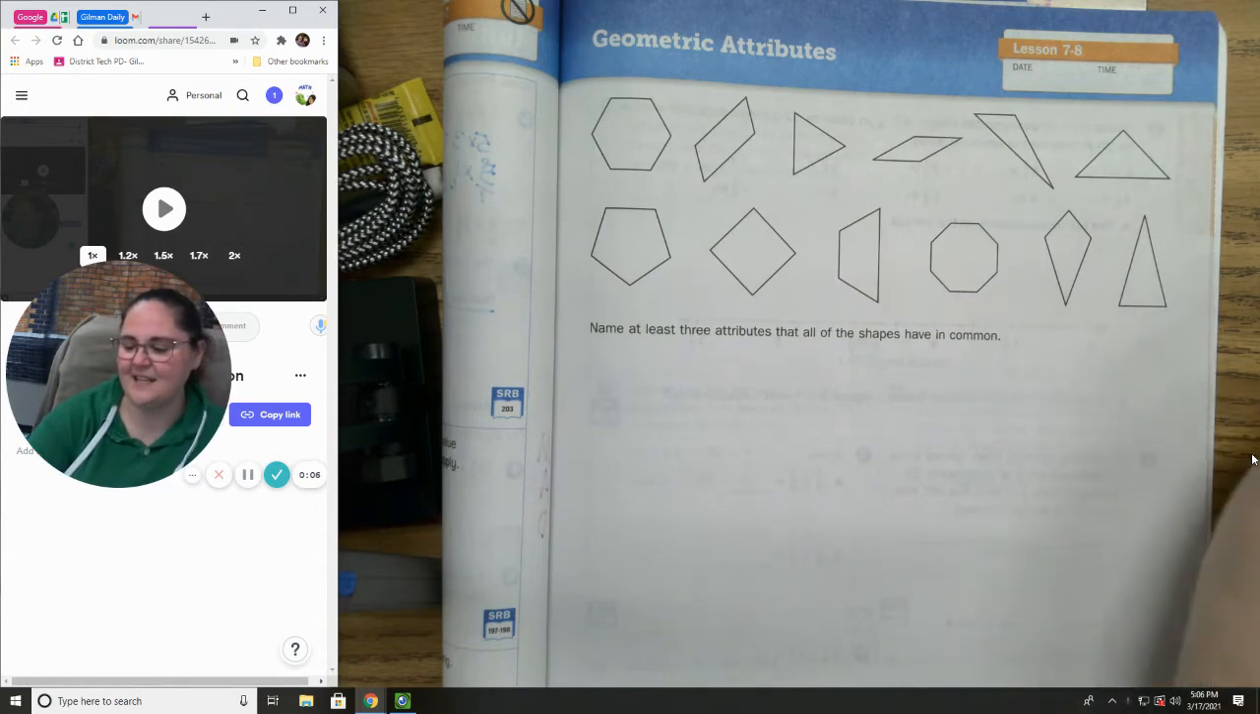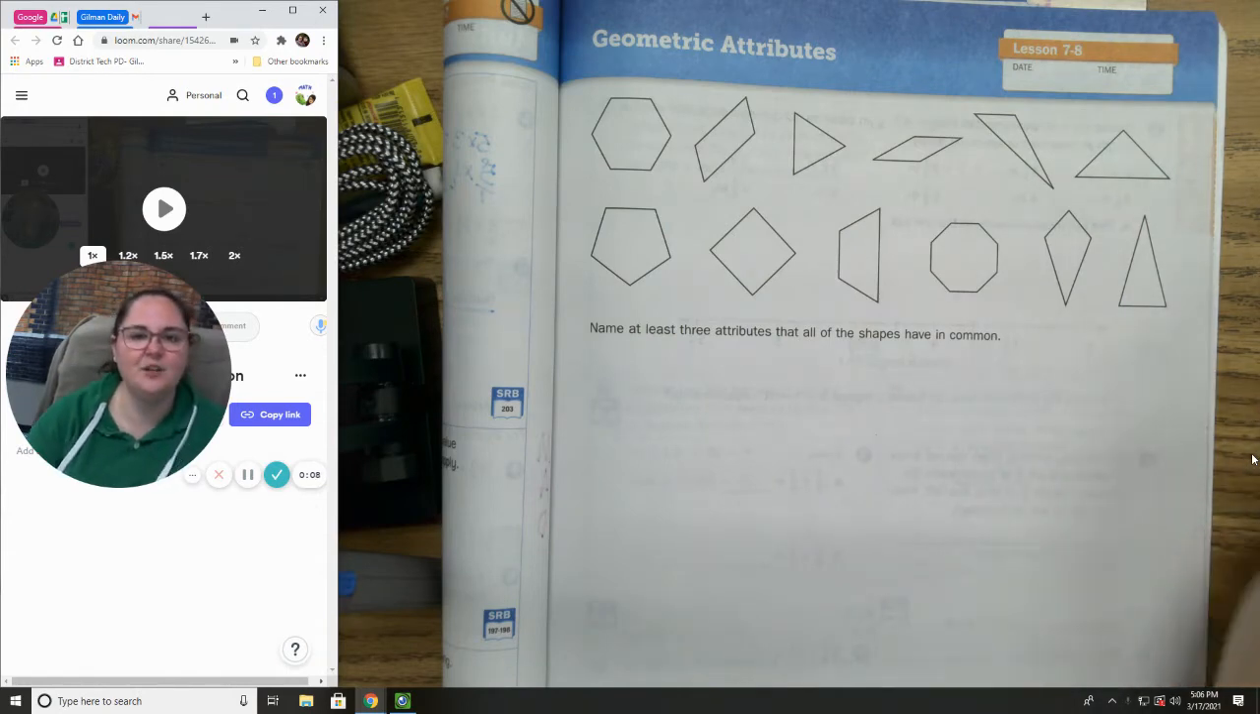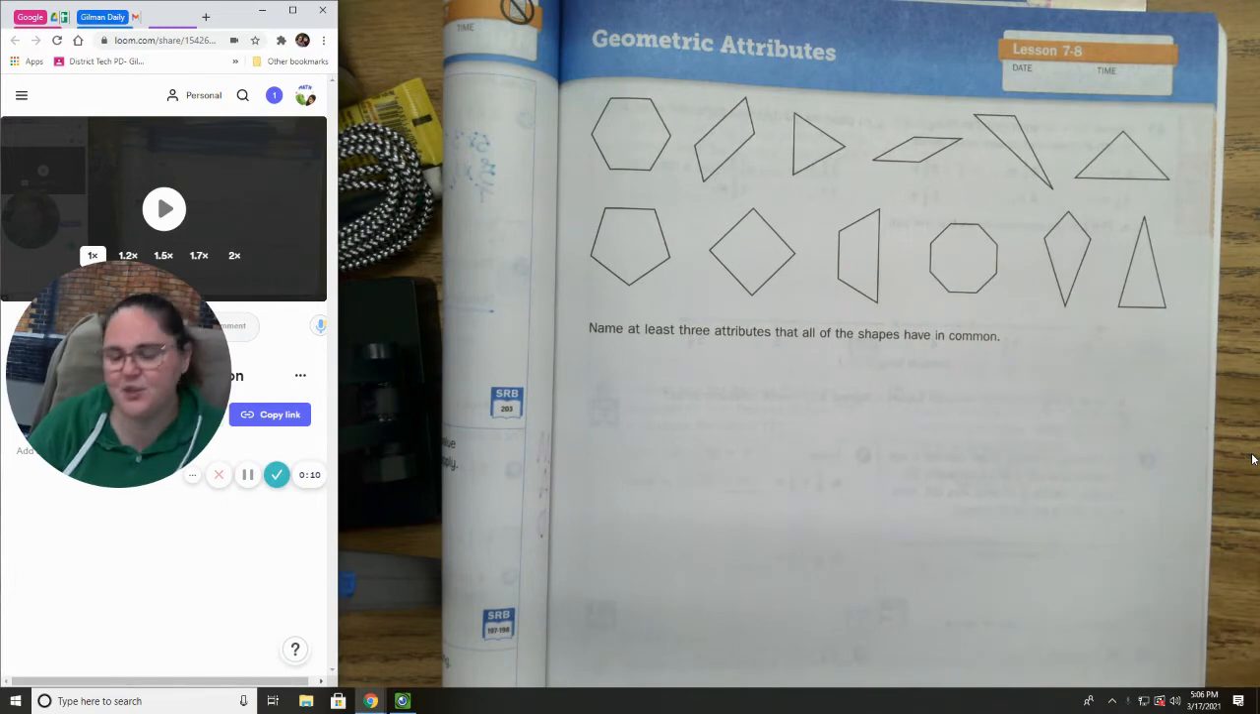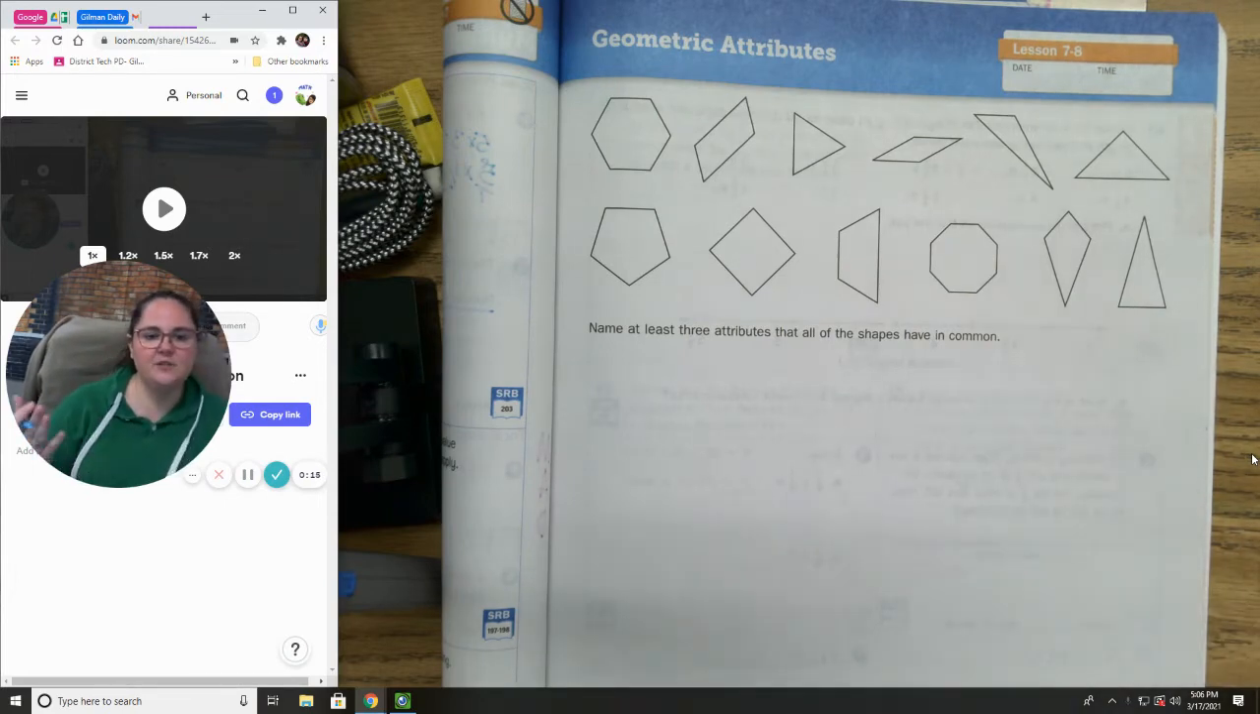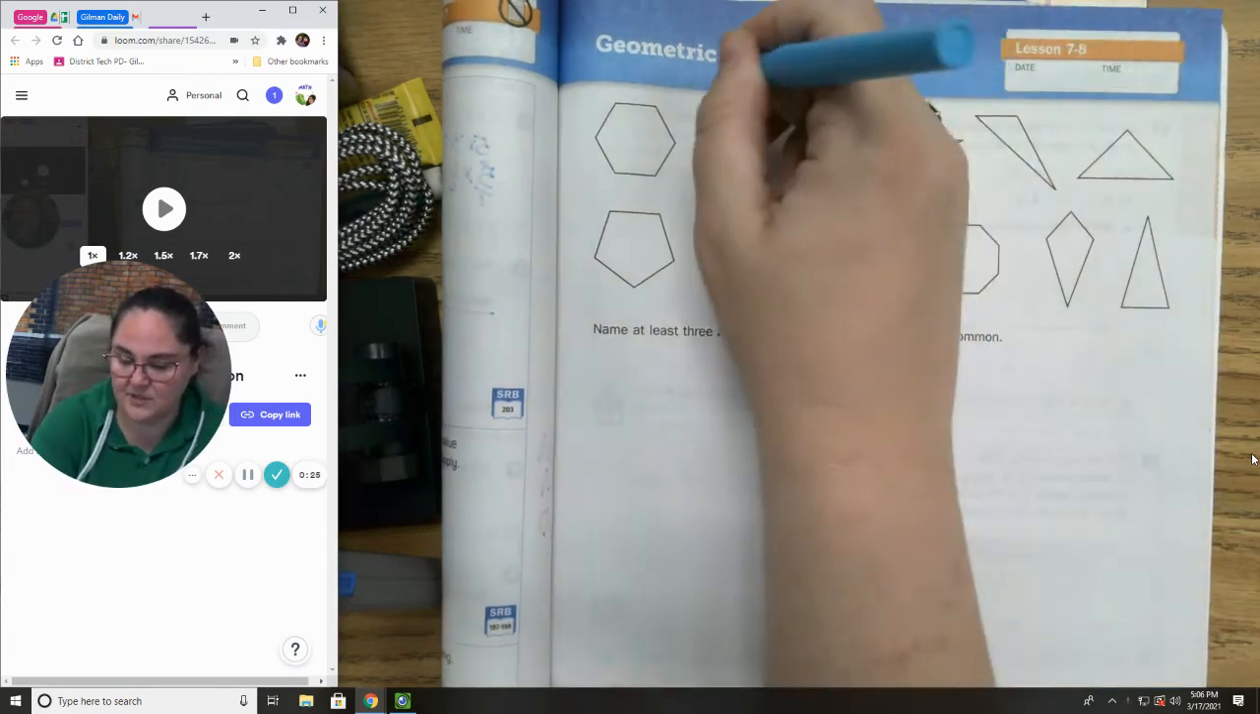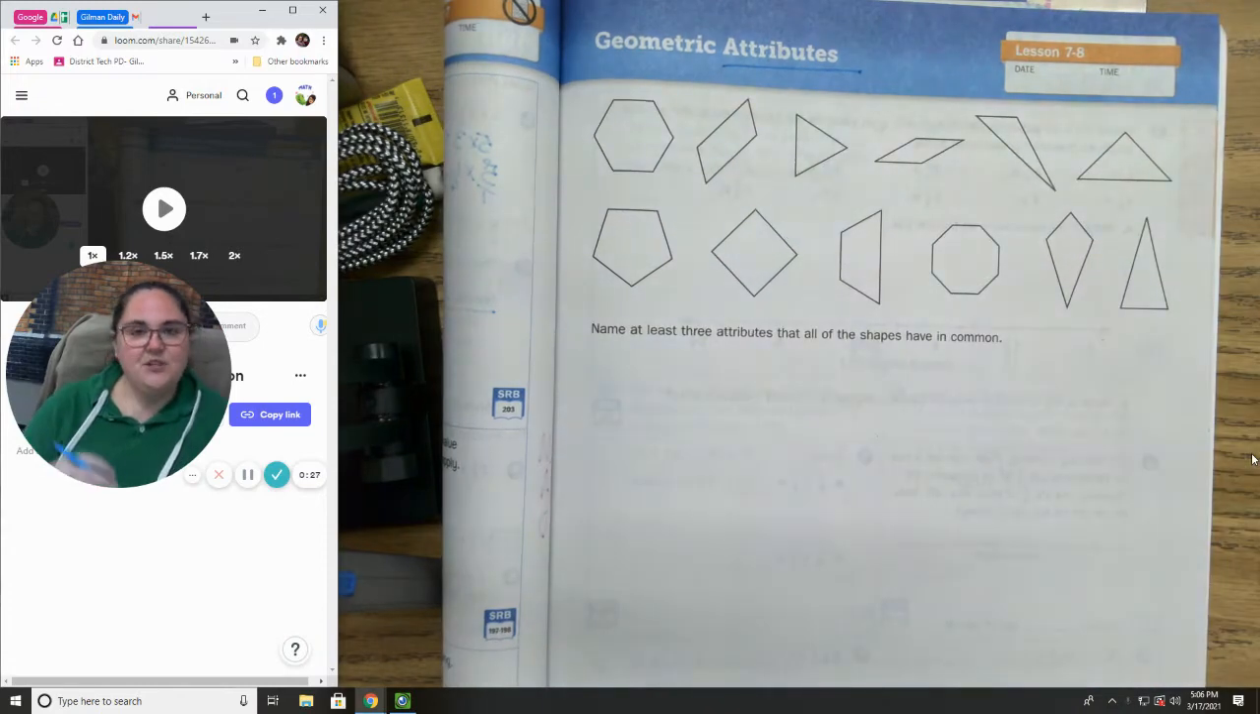This is your math lesson in your student math workbook, volume 2, and we are on page 255 today. So we're going to do some awesome stuff. We've been talking about triangles and quadrilaterals and all of these different shapes, and we're going to talk a little bit more today about attributes. So we're going to try to figure out what attributes different shapes have.